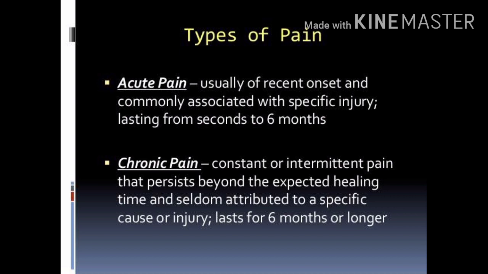Now, question number 3 is, what is the origin and the mode of onset of that pain? Whether that pain is acute, whether it is continuous. If the pain is due to any recent injury or trauma and lasts for a maximum of 6 months, that is categorized as acute pain. On the other hand, if the pain lasts for more than 6 months and it is constant or intermittent, that pain is referred to as chronic pain.